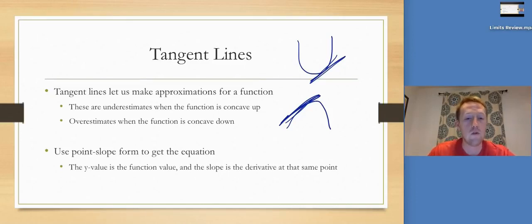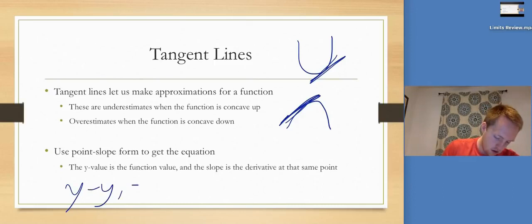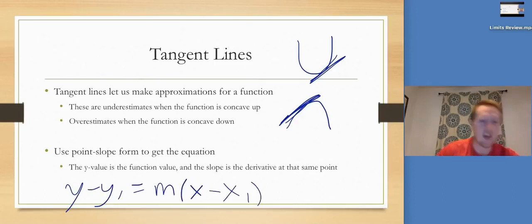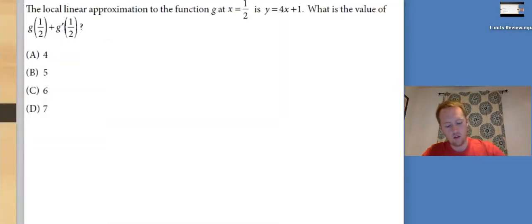The point slope form to get the equation of the tangent line is y minus y1 equals m times x minus x1. Okay, that x1, they're going to give that to you more than likely. They're going to tell you at x equals this. The slope m, that's the derivative at the x1, and the y value comes from the function. So to get y1, you're going to just plug the x value into the original function. Okay, so let's see what it looks like.